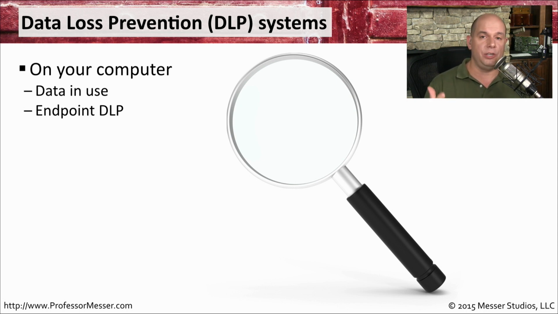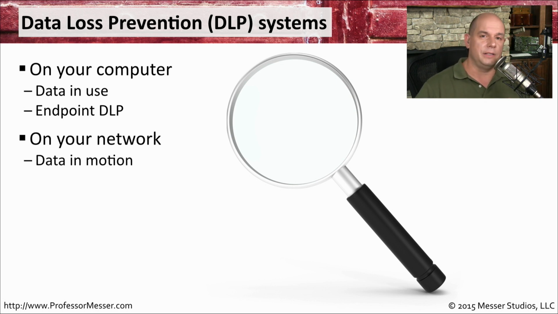This is data in use. Generally, there will be data loss prevention running on the same device to make sure that you're not looking at something you should not be looking at. If your particular workstation did not have access to medical records and medical records pop up on the screen, this DLP looking at data in use on your computer would be able to identify that.